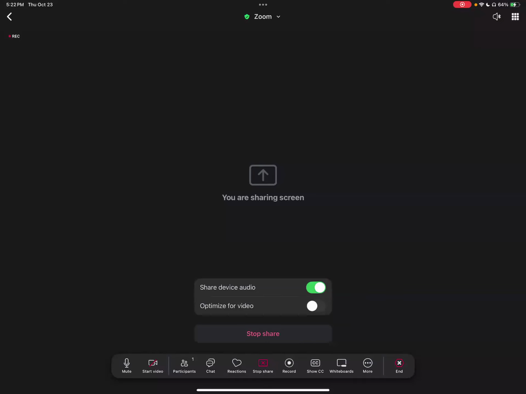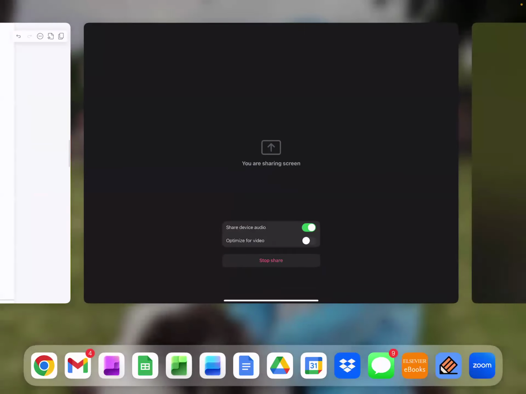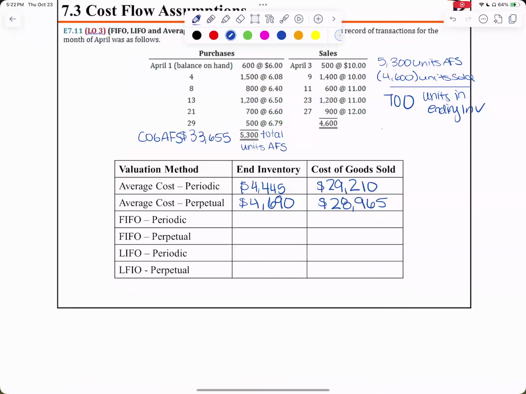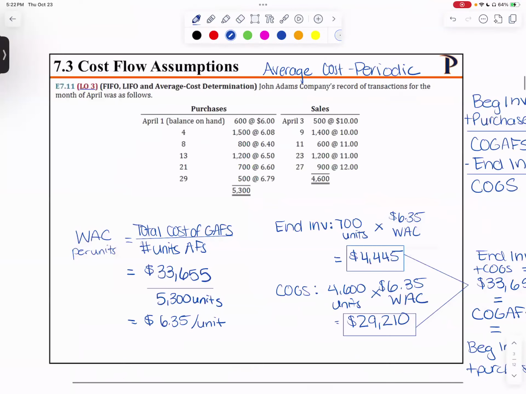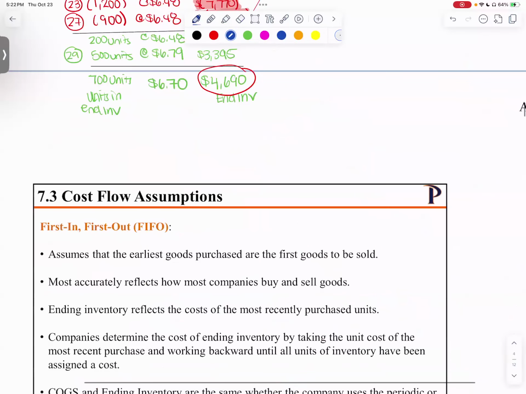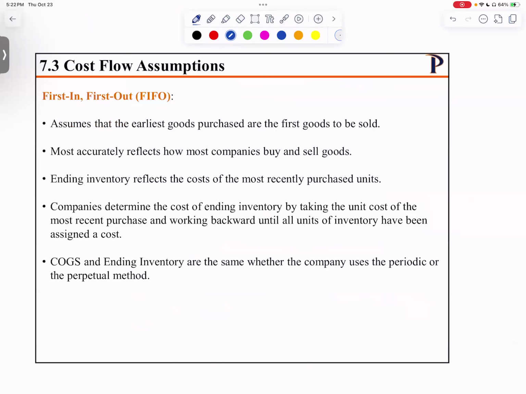Welcome back. So in this video, we will be covering FIFO, so with the perpetual and the periodic method. So FIFO is first in, first out, and this is actually the same under the periodic and the perpetual method. So under FIFO, we assume that the earliest goods purchased are the first goods to be sold.